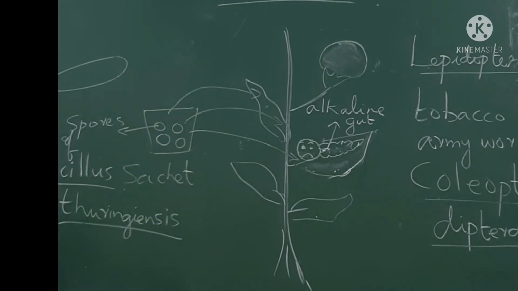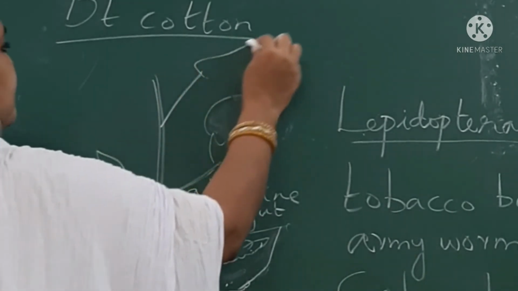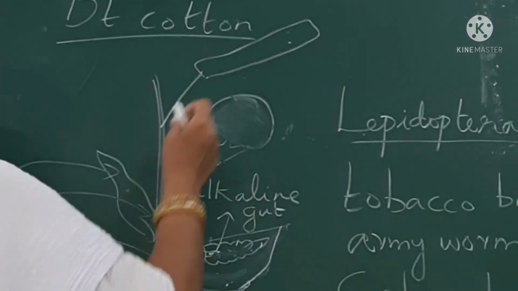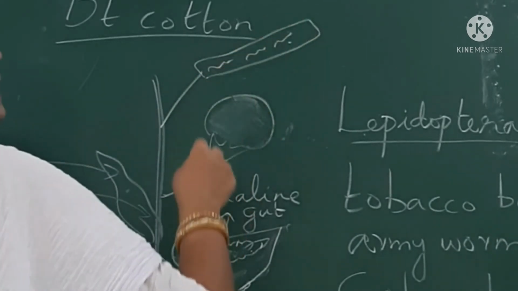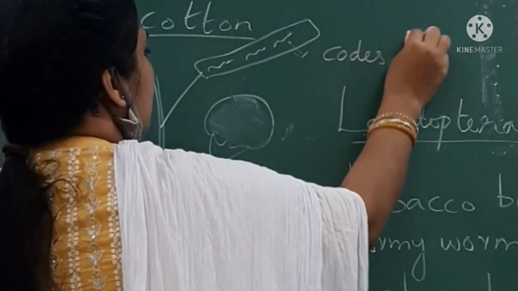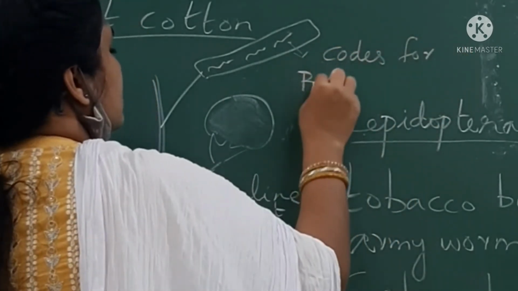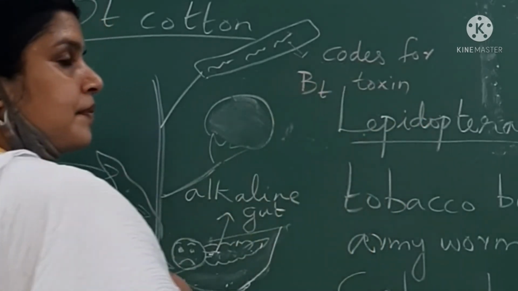Now, buying and spraying each time is difficult. That's why genetically these genes were injected. They got injected into the plant when the plant was an embryo. And that gene, this gene codes for Bt toxin.